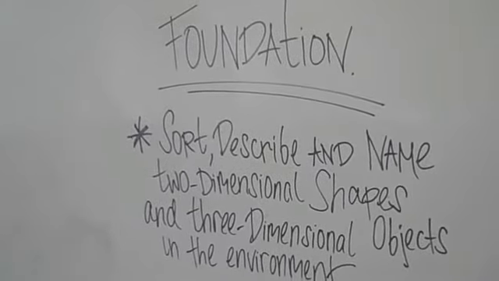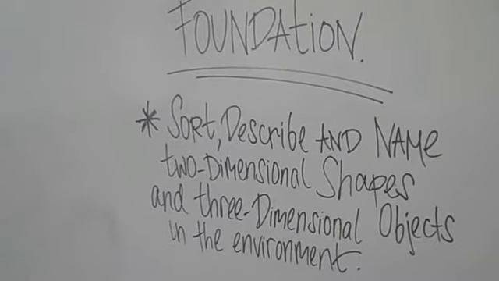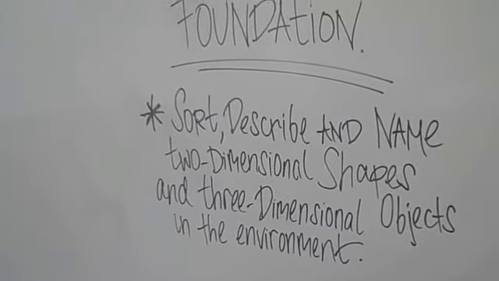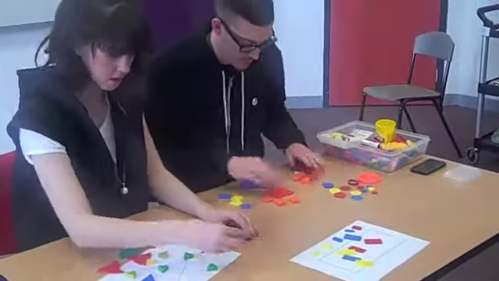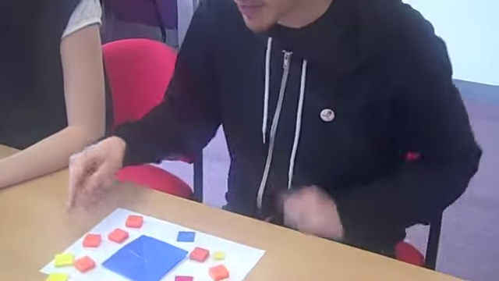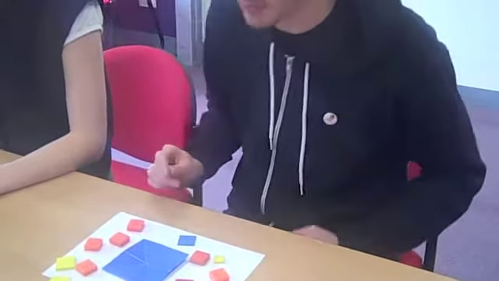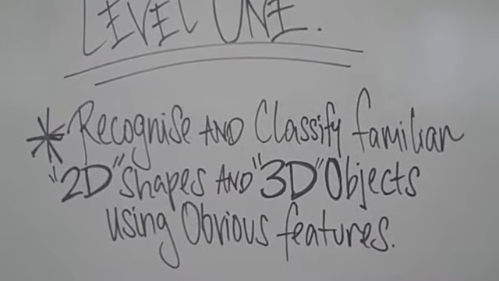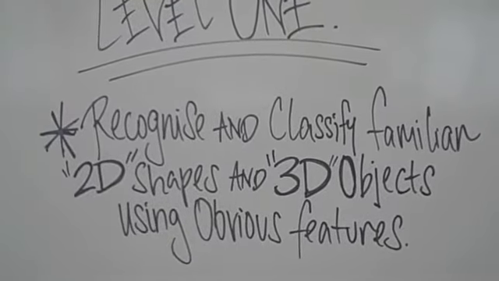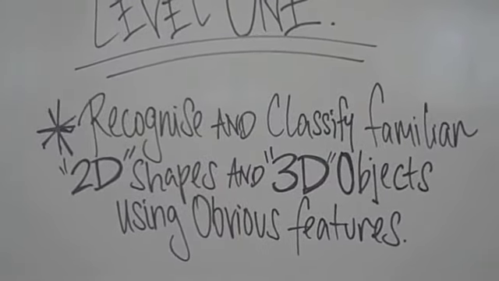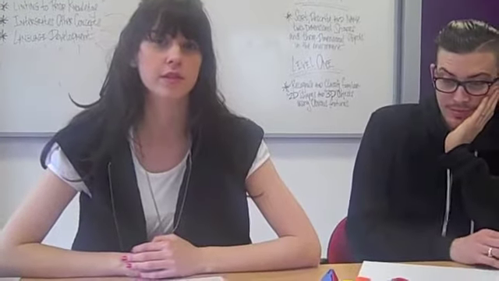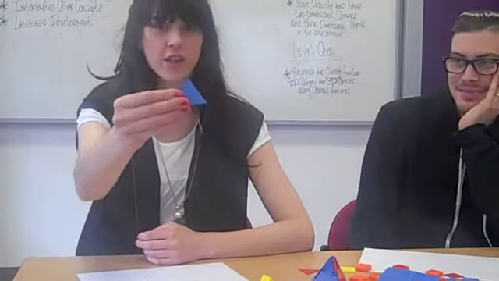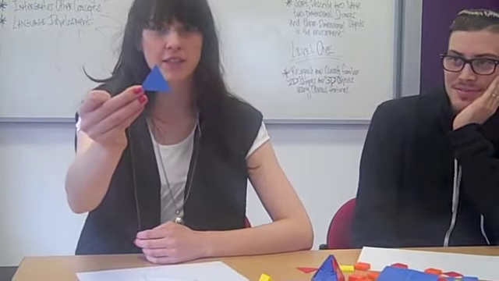According to Oswells, at the foundational level, students need to be able to sort, describe, and name two-dimensional shapes and three-dimensional objects in the environment. This is a square, and these are all squares, even though they're different sizes. According to Oswells, at level 1, students should be able to recognize and classify familiar 2D shapes and 3D objects using obvious features. Hey Em, can you find me a triangle? This is a triangle because it has 3 sides.